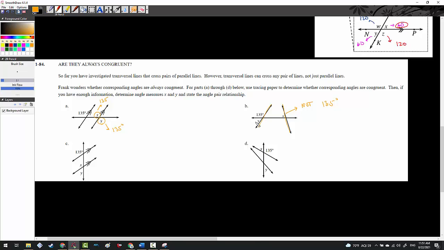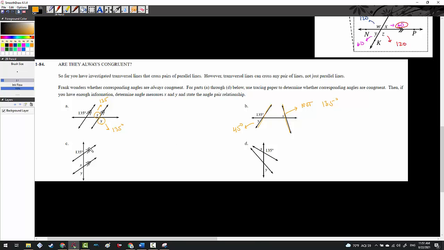Having said that, we can solve for the Y here because they are, in fact, a linear pair. So 180 minus 135, I believe Y is going to be 45 degrees. X is going to be, well, I don't know what that is because we don't have enough information, but I do know what he's not. He's definitely not 135.